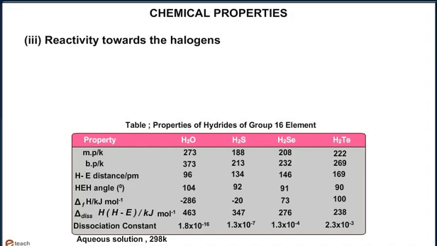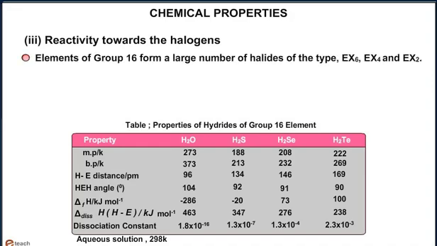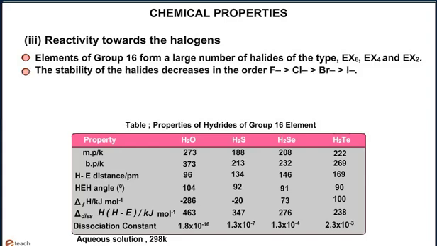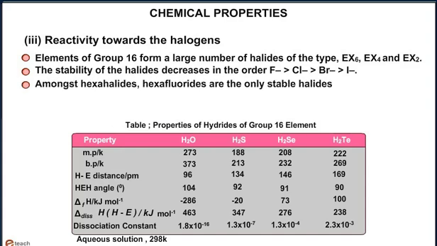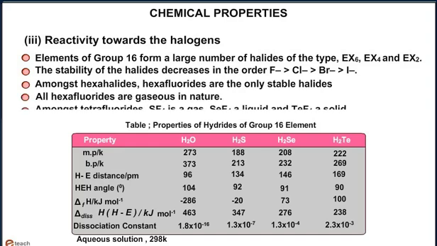Reactivity towards the halogens. Elements of group 16 form a large number of halides of the type EX6, EX4, and EX2. The stability of the halides decreases in the order F⁻ greater than Cl⁻ greater than Br⁻ greater than I⁻. Amongst hexahalides, hexafluorides are the only stable halides. All hexafluorides are gaseous in nature. Amongst tetrafluorides, SF4 is a gas, SeF4 is a liquid, and TeF4 is a solid.